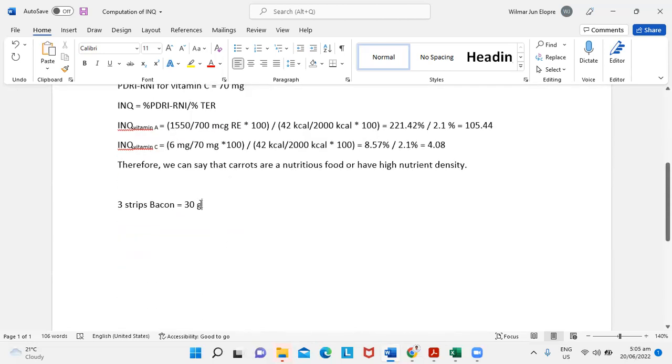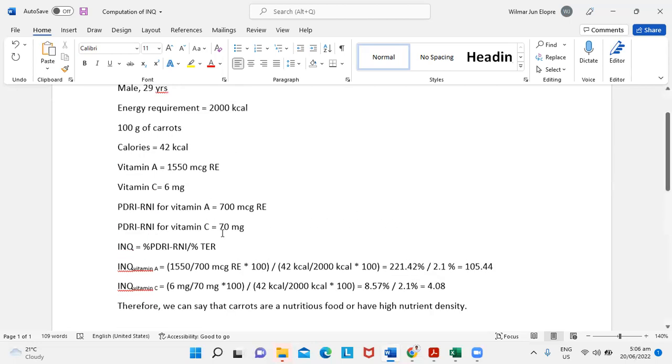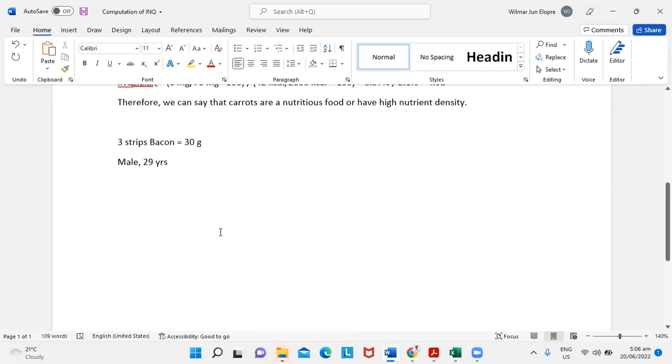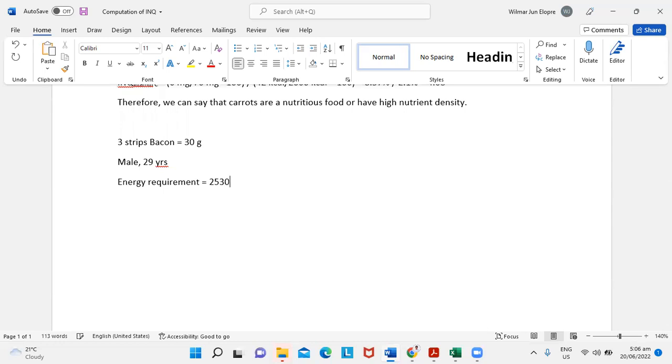Okay? Very important ni para ma-compute nato ang iyang nutrient content through the FCT. Sige. So ang reference group nato is again male, 29 years old. Okay. So important ni para ma-determine nato ang PDRI RNI for the nutrients. So let's say for example wala ko nag-set og energy requirements. So atong i-check ang PDRI. So, ang energy requirements sa male 19 to 29 years old is 2,530 calories. Sige, 2,530 calories.